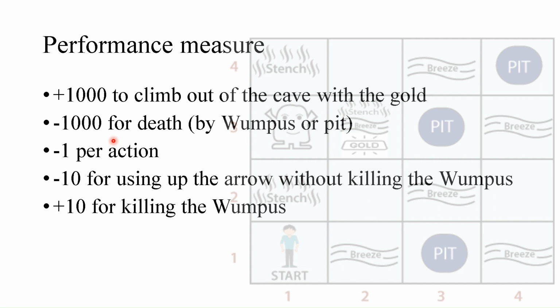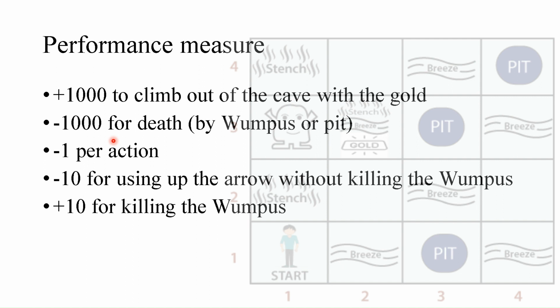We lose 1 point per action, so the goal is to finish the maze with the least amount of actions possible. We lose 10 points for using up the arrow without killing the Wumpus. Usually in this game, the player or agent is given one arrow, and there is one Wumpus in the game. So if we kill the Wumpus, we gain 10 points.